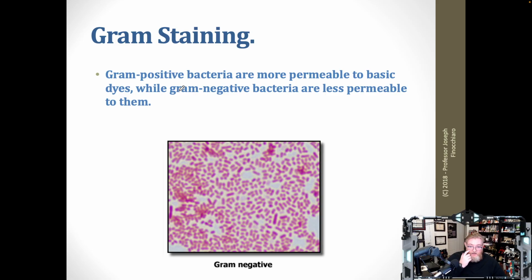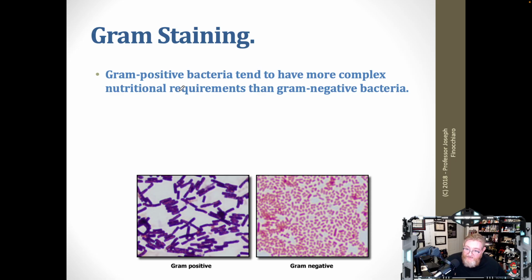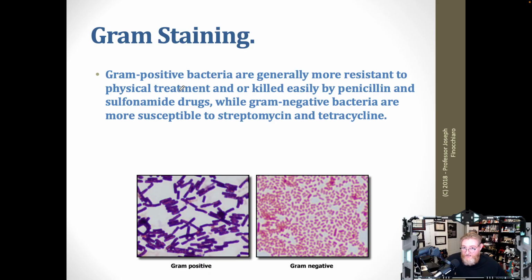Gram-positive bacteria are more permeable to basic dyes, while gram-negative bacteria are less permeable to them. Gram-positive bacteria tend to have more complex nutritional requirements than gram-negative. So starving them will require different solutions. Basically, the more complex, the harder it is to kill because you can't just starve it of one thing, you got to starve it of a bunch. If it's one thing, you just take the one thing away from it and it dies and has a nice life.